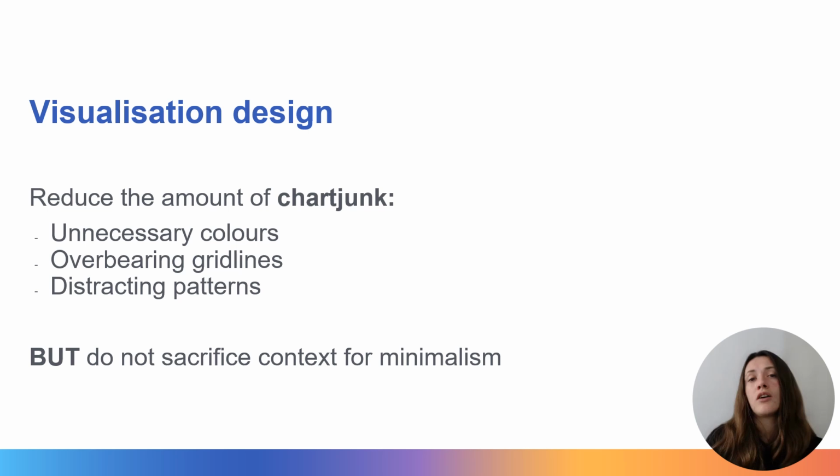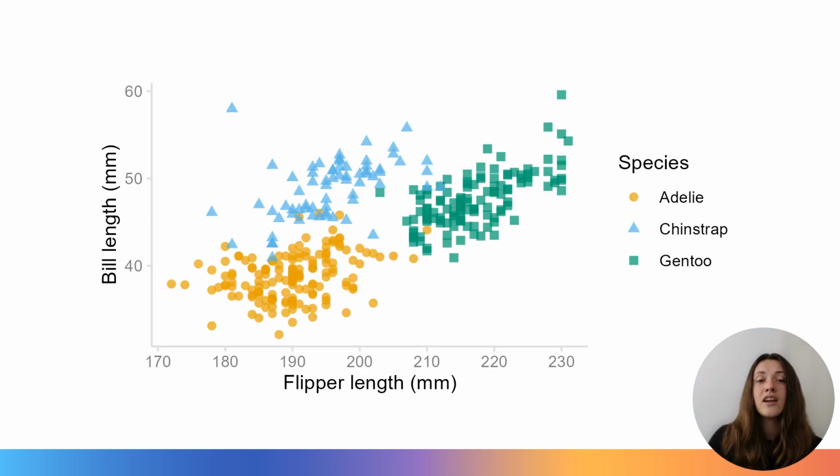However, do not allow the pursuit of a minimalist design to detract from the interpretation of our graph. For example, if we remove all grid lines on a scatter plot, this actually makes the points quite hard to interpret because they're just simply floating in space. So good visualization requires a kind of middle ground. We want to ensure that the data is the most important part of the visualization, but that we also give sufficient context to the data as well.